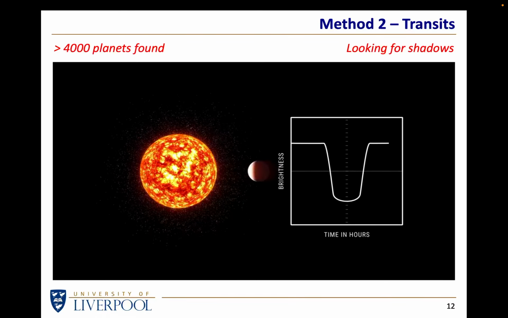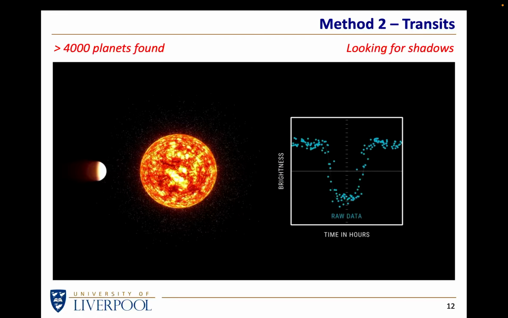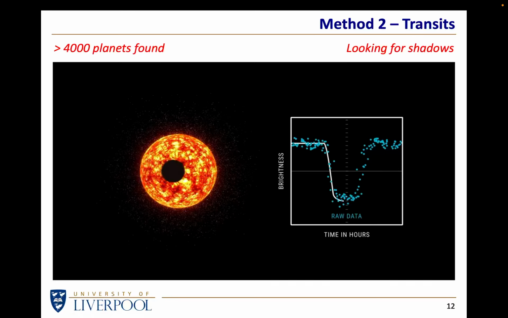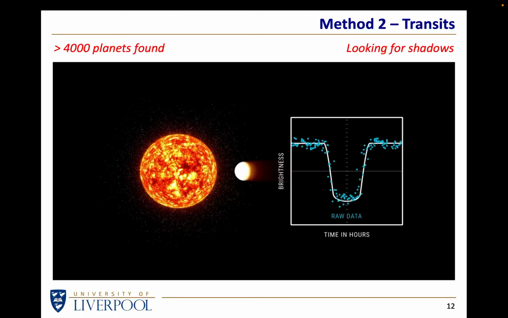So that's what we might hope to see for a planet going in front of the star. We might hope to see those blue dots. The more accurate data we take, the more we can trace out the white line, which is, if you like, the best fit to the blue dots that we're actually measuring. The more data we take, the better we can determine what that actual dip was, and hence the more accurately we can determine the diameter of that planet.